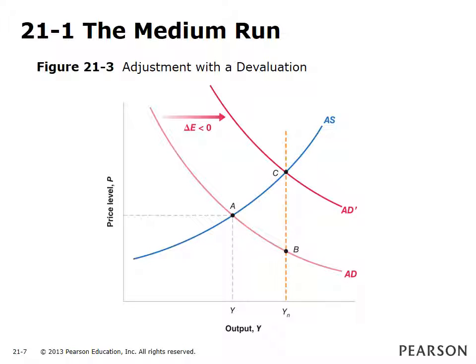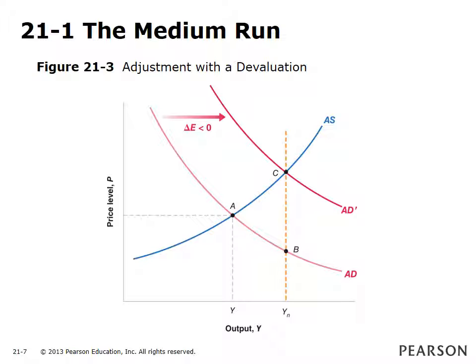Figure 21-3 shows the adjustment with a devaluation. If the currency is devalued by the right amount, aggregate demand will shift from AD to AD prime. The economy will move from point A to C and output will be equal to the natural level. The real exchange rate will be the same as it would be at B, because output is the same at points B and C and, without changes in Yn, this implies that the real exchange rate must be the same. We see this from equation 21.1.